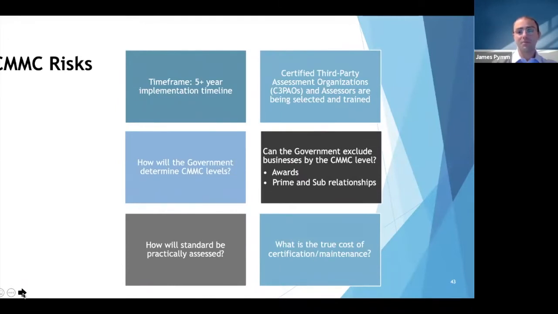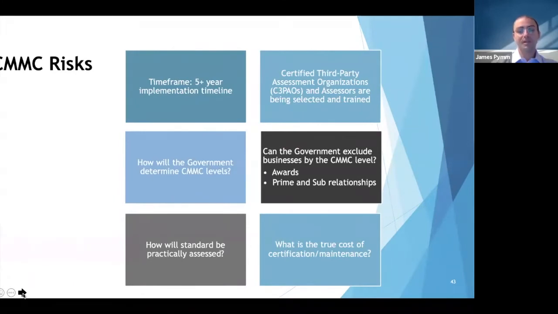Next, will the government be able to exclude businesses by CMMC level? Could they potentially deem that certain data is CUI, and will that result in much fewer vendors being able to bid on the contract? Really, we don't know. It's going to be interesting to see how CMMC is actually applied at the contract level.